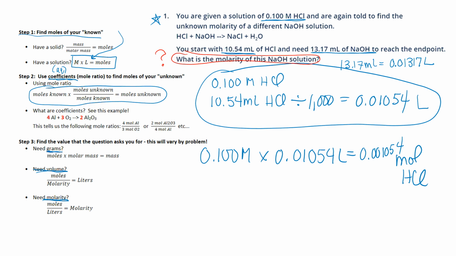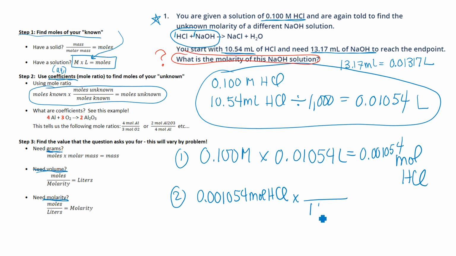Okay, and then we're going to use the mole ratio. So this was step 1. Step 2, I'm going to use the mole ratio. I'm going to say, okay, I know it took this many moles of HCl to neutralize all of our base. If I look at my balanced chemical equation, this tells me that my acid and my base react in a 1-to-1 ratio. So for every 1 HCl, it's going to react with 1 NaOH. So if I have 0.001054 moles HCl, I also have that many moles of NaOH, 1-to-1 ratio.